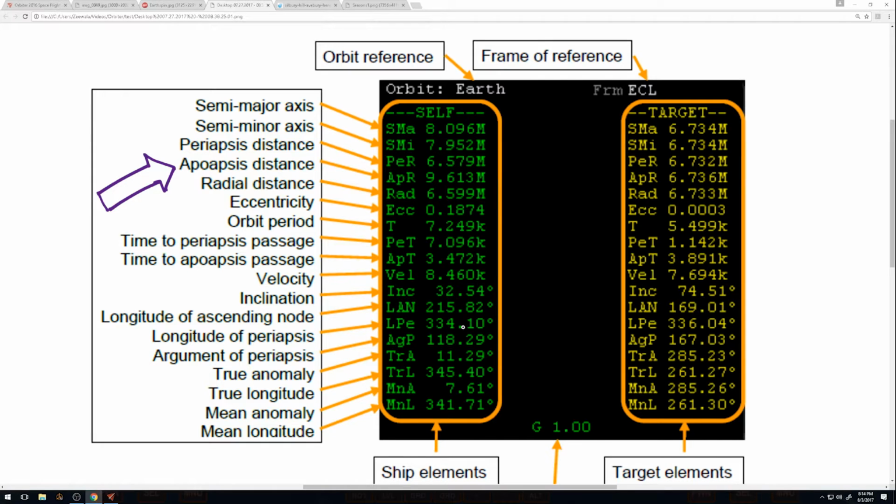The second term I'm going to introduce to you is periapsis. If the apoapsis is your top point and your high point, then your periapsis would be your low point. Exactly. So you have a high point and you have a low point. How can I explain this to you even more visually?